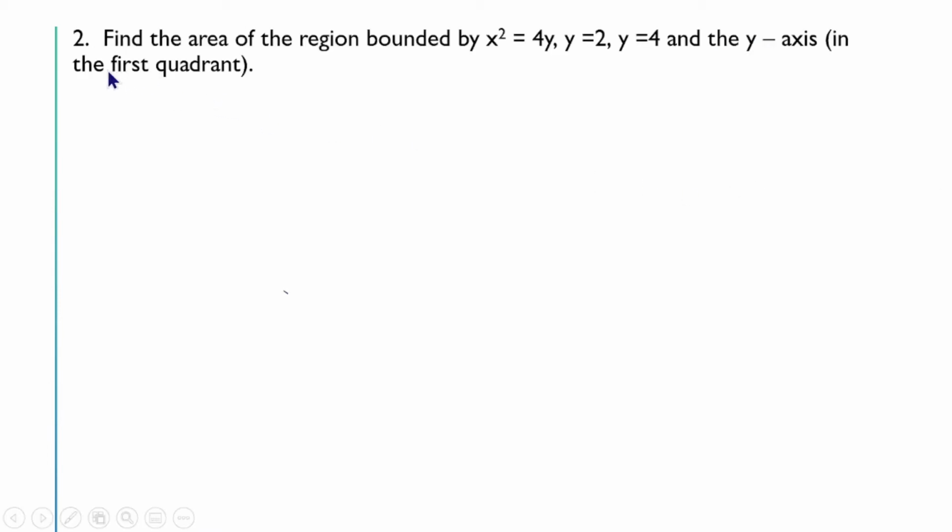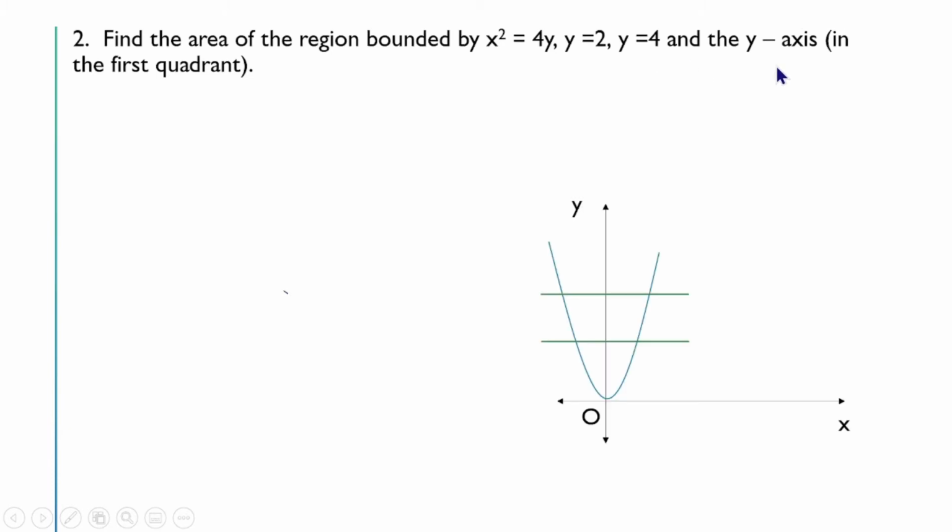The next question: find the area of the region bounded by x square equal to 4y, y is equal to 2, y equal to 4 and the y-axis in the first quadrant. So here we have to find the area of the region bounded by this curve, these lines and the y-axis in the first quadrant.